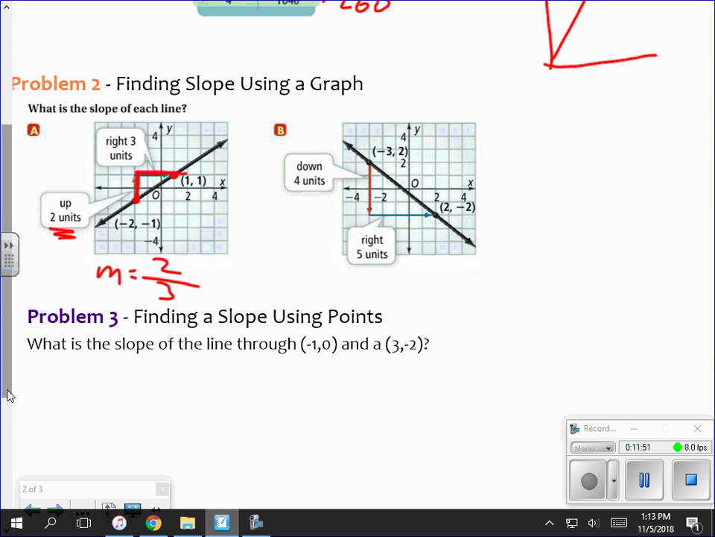If I do the same thing on this one, here's my 2 points. Go down, go over. So my slope, I go down 4 units. Down would be negative direction. So I go down 4 units and to the right 5 units. My slope is negative 4/5.